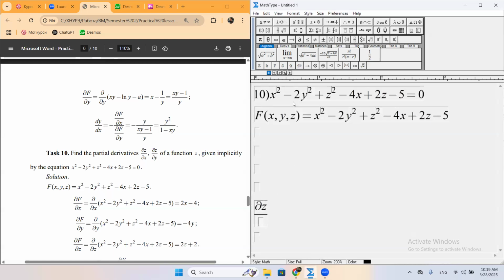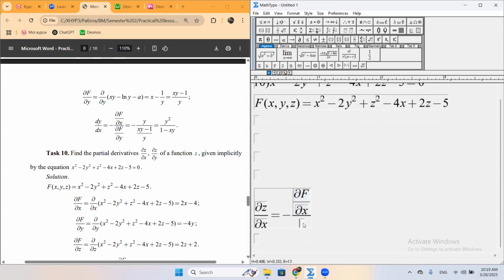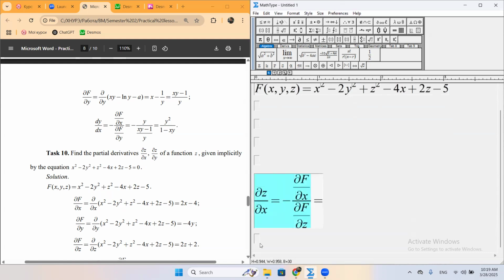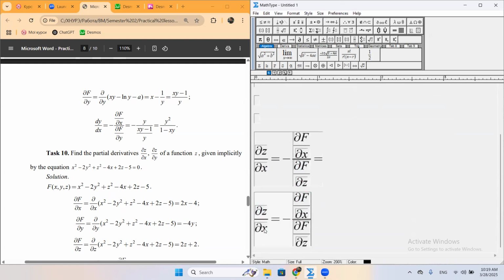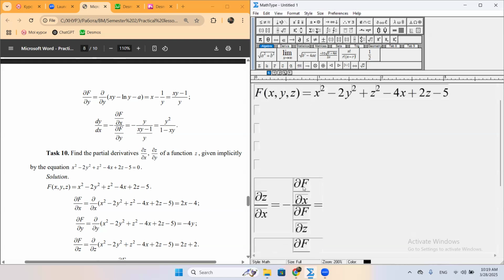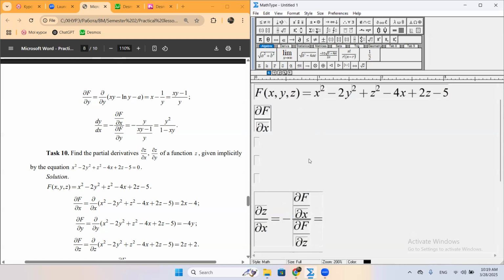So dz by dx will be equal to minus df by dx over df by dz. And for the partial derivative by y, analogically. So now let's find all these partial derivatives.